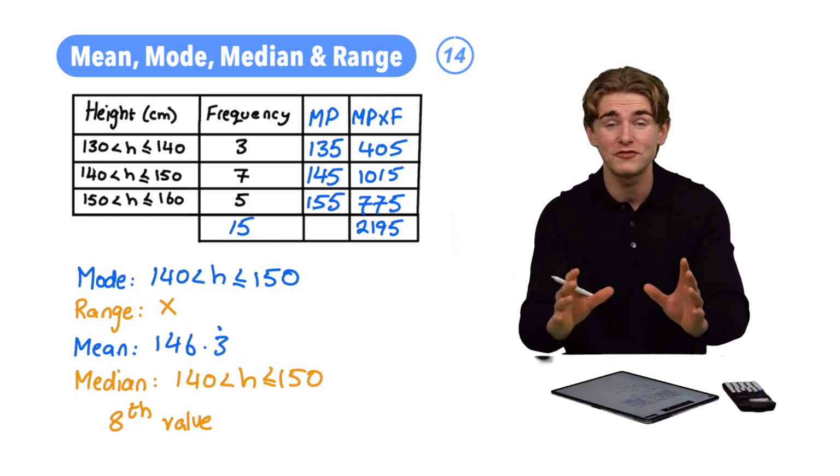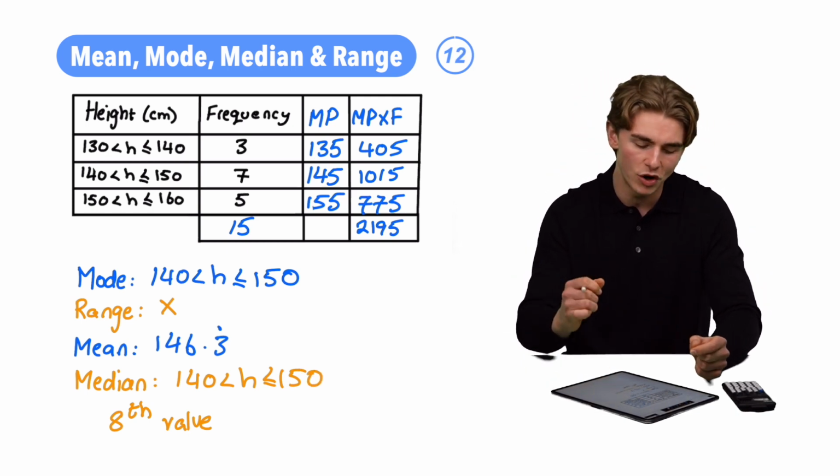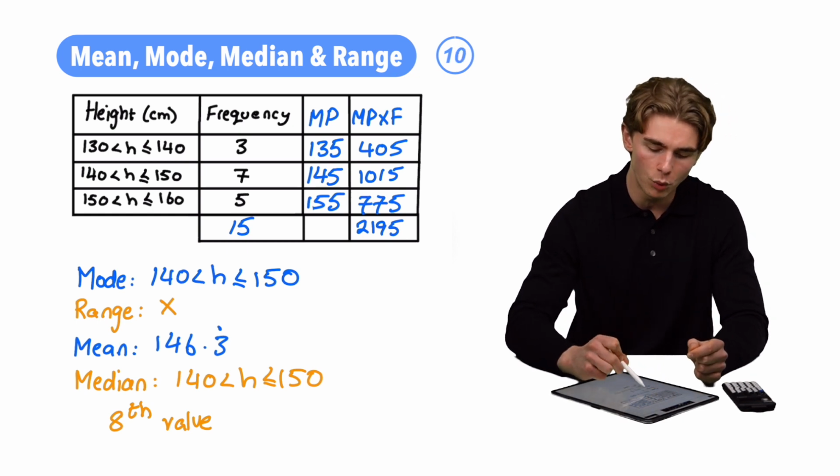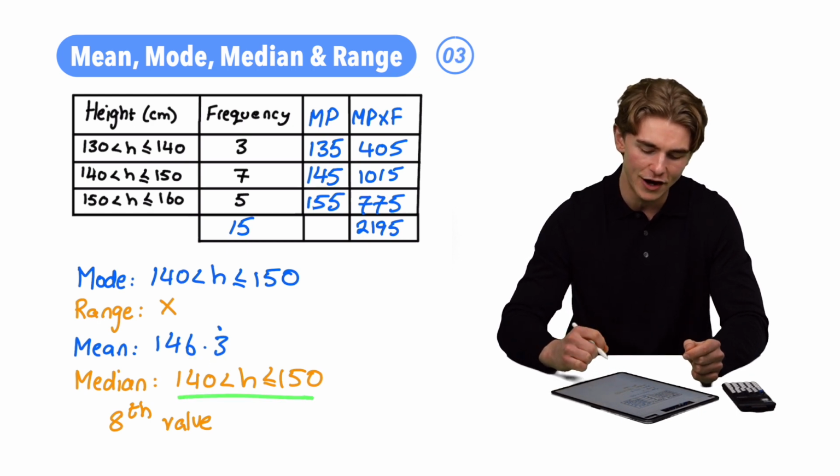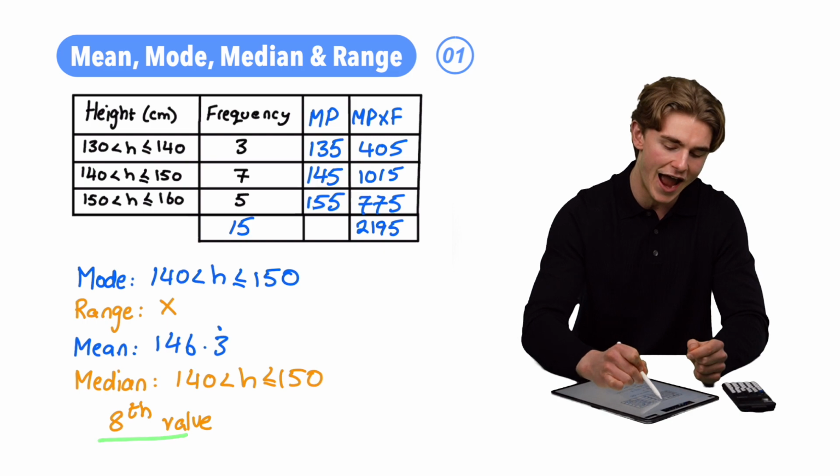That was a lot to wrap your head around. Feel free to watch again. What are we going to say? We're going to say that our mode was the group 140 to 150. Our mean was 146.3 recurring, and our median was 140 to 150. That group there, the 8th value in our table.